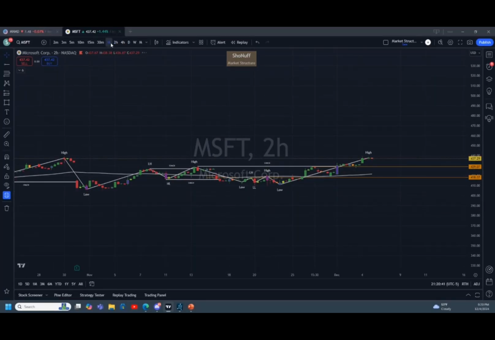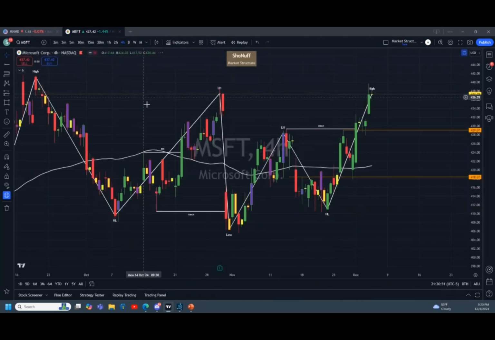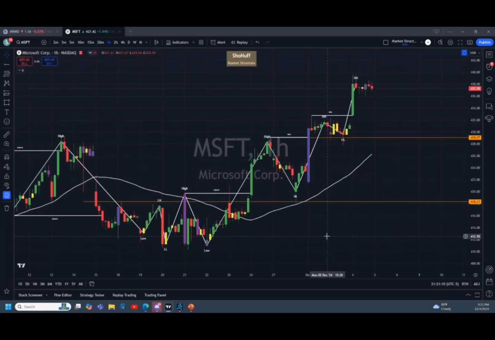So, I stayed on the hourly on this one. Few things I noticed on this swing trade for Microsoft. One, price was above the moving average on the hourly. It was above the moving average on the 4-hour. Above the 50 moving average on, I believe, the daily as well. So that lets you know price is above the 50 moving average. We bullish. So now I got to look for an entry.